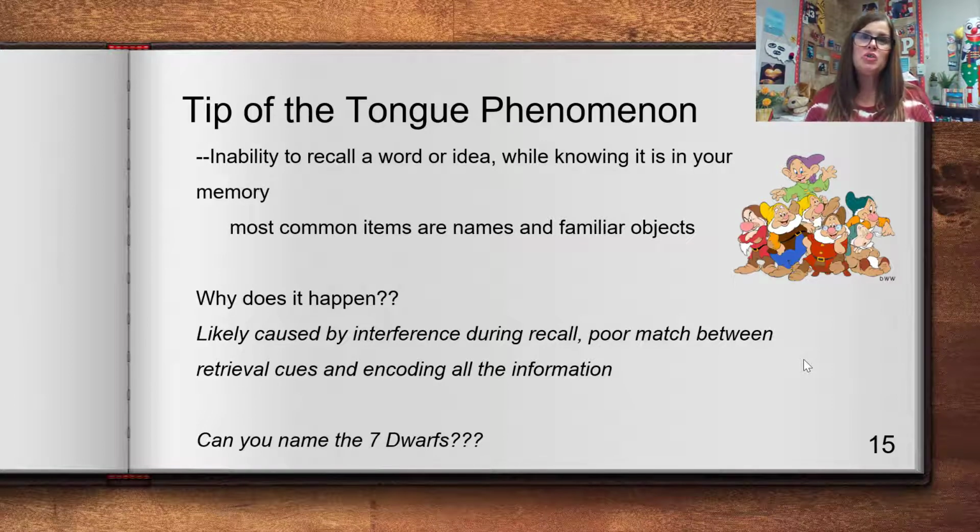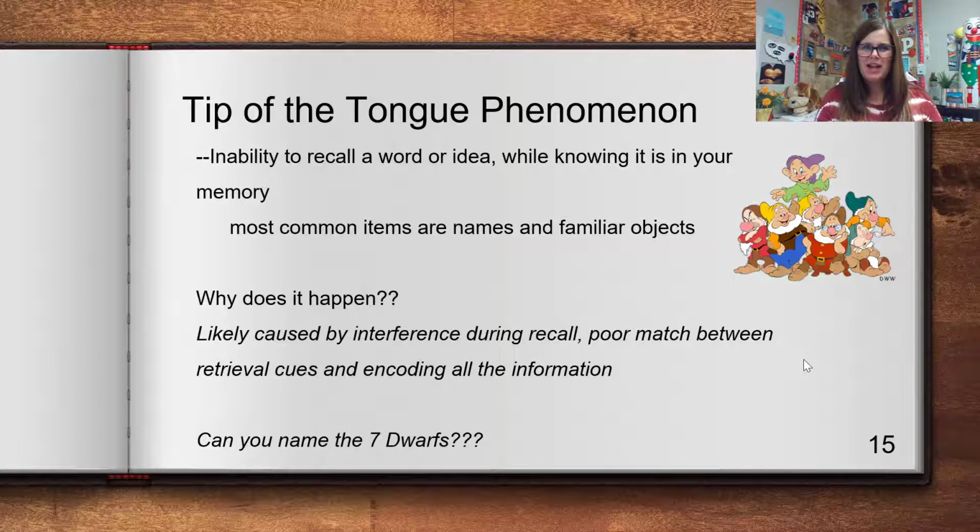And the last retrieval cue is what we call tip of the tongue phenomenon. And we've all experienced it, some of us more than others, but tip of the tongue is really a recall or a retrieval failure. You're searching and what is the word? And oh, it's on the tip of my tongue. It's the inability to recall a word or an idea while knowing it is in your memory. And very often it has to do with name recognition or coming up with a familiar object.